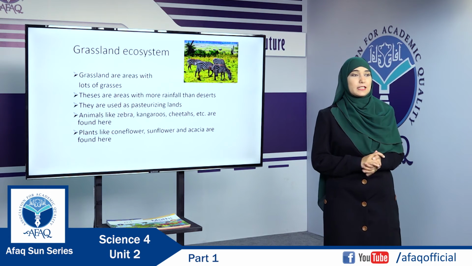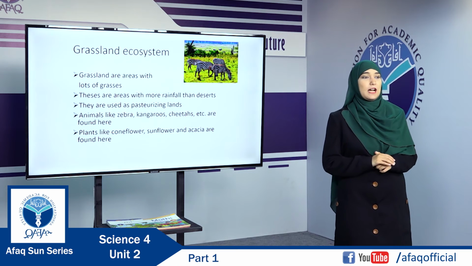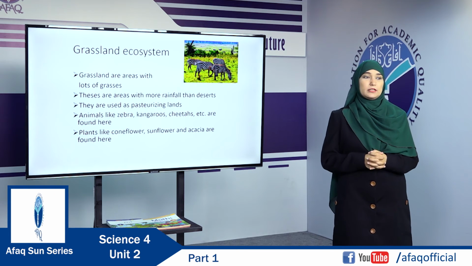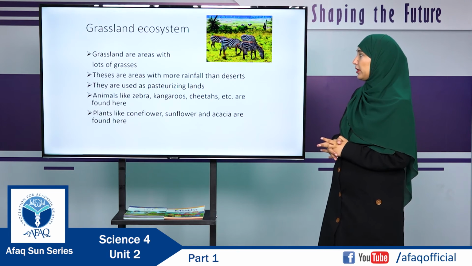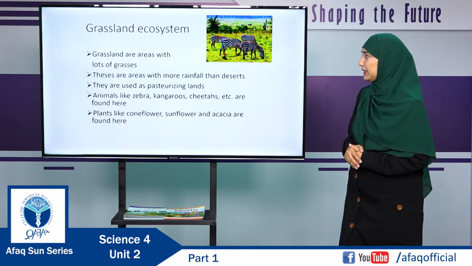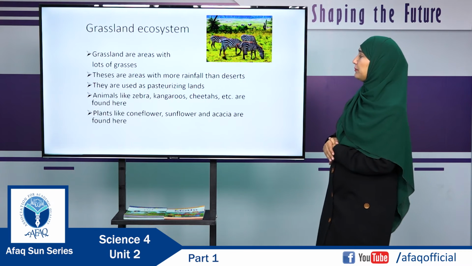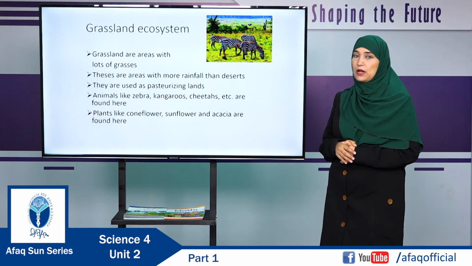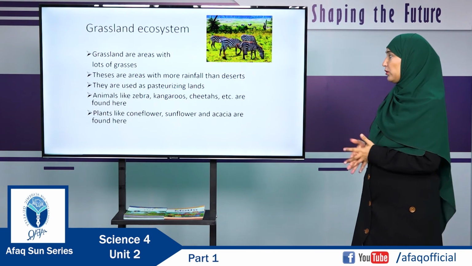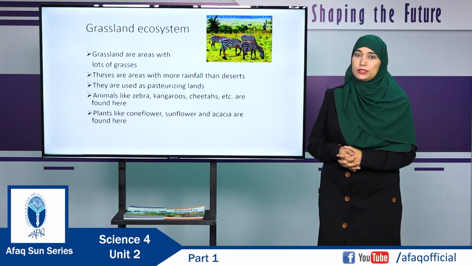Moving towards the grassland ecosystems. What are grasslands? Grasslands are lands with lots of grasses. These are areas with more rainfall than deserts but less rainfall than forests. These are used as pasturing lands. Animals like zebras, kangaroos and cheetahs are found here, and plants like cornflowers, sunflowers and acacia are found in the grassland ecosystem.